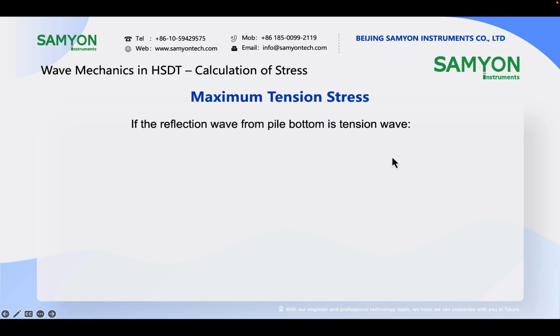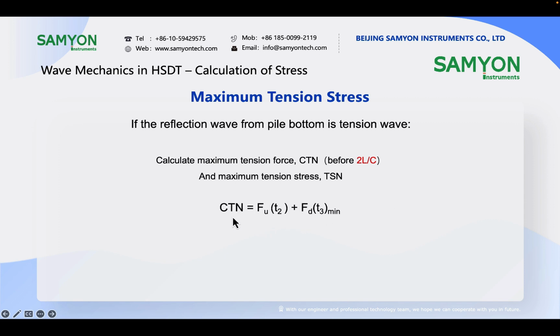For the maximum tension stress, it could be more complicated. First, let's talk about the tension stress before 2L over C. We will calculate a maximum tension force, CTN, and then the maximum tension stress, TSN, using CTN divided by the section area A. CTN equals to FU T2 plus FD T3 min.